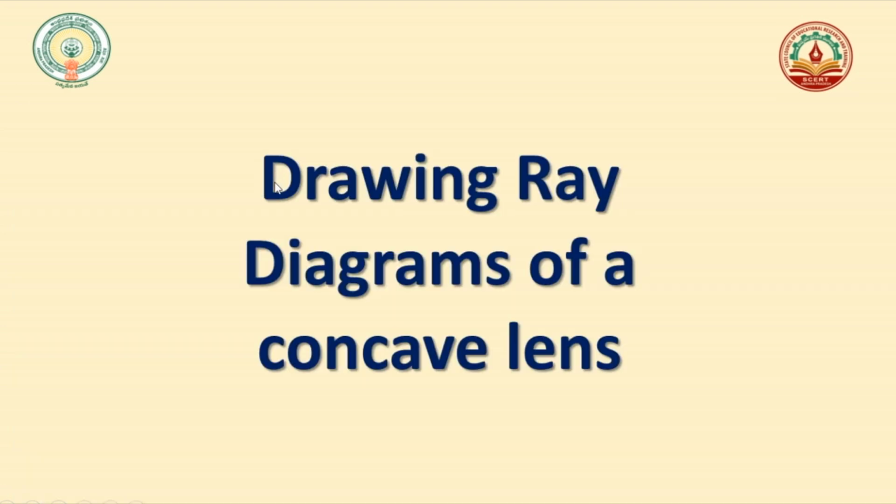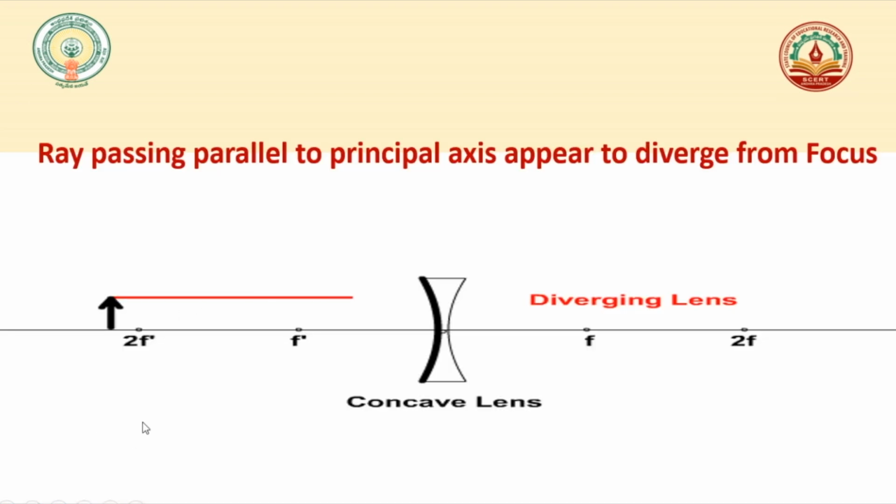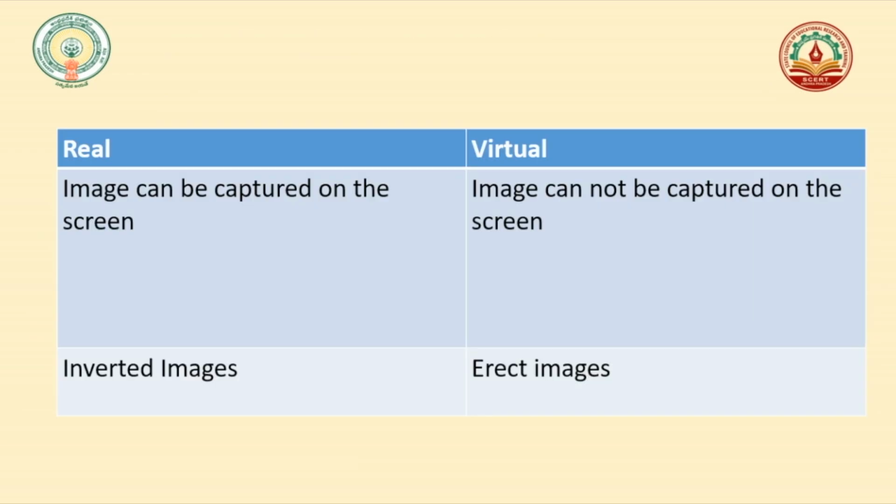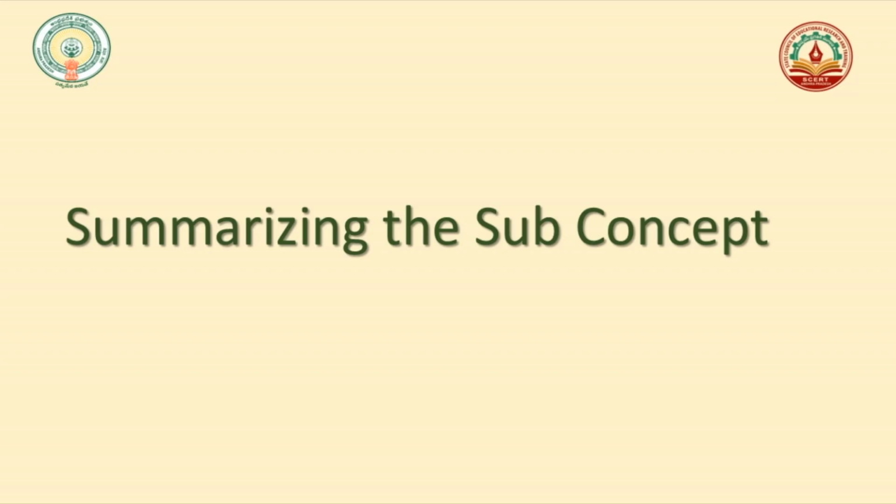If you see the ray diagrams of a concave lens, here you can see the rays are diverging. The image formed by a concave lens will always be a virtual diminished image, whatever the object placed on the principal axis. We have to make sure that the students identify this also. The differences between real image and virtual image: a real image can be captured on the screen, whereas a virtual image cannot. And a real image is inverted, a virtual image is erect.